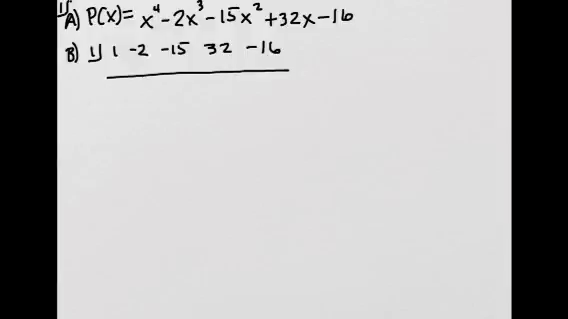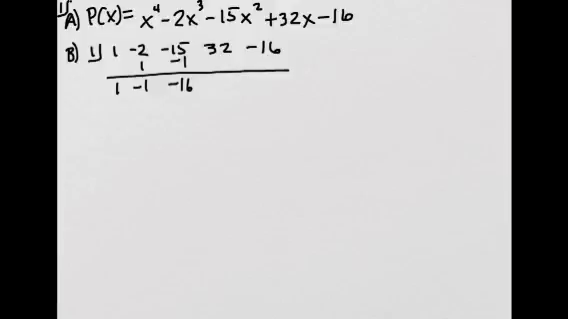Okay, for part B, it's asking you to verify whether x minus 1 is a factor of the polynomial. So I use synthetic division for that. So you bring down the 1. 1 times 1 is 1. Combine the negative 2 and 1, you get negative 1. Multiply 1 times negative 1, you get negative 1. Combine negative 15, negative 1 is negative 16.